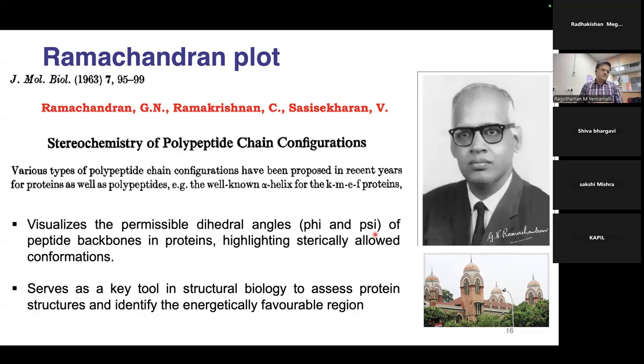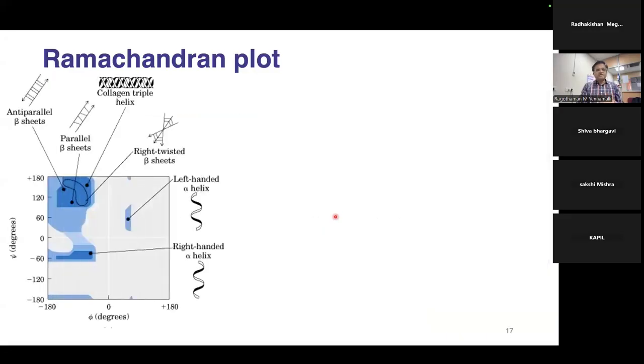G.N. Ramachandran, or GNR, understood this, and along with his two students, Ramakrishnan and Sasisekharan, he ended up coming up with something called the Ramachandran plot. This plot tells us what regions are permissible for psi and phi. Intuitively, these psi-phi angles are very specific to certain secondary structures like antiparallel beta sheets, parallel beta sheets, alpha helix, left-handed alpha helix, right-handed alpha helix, and so on.